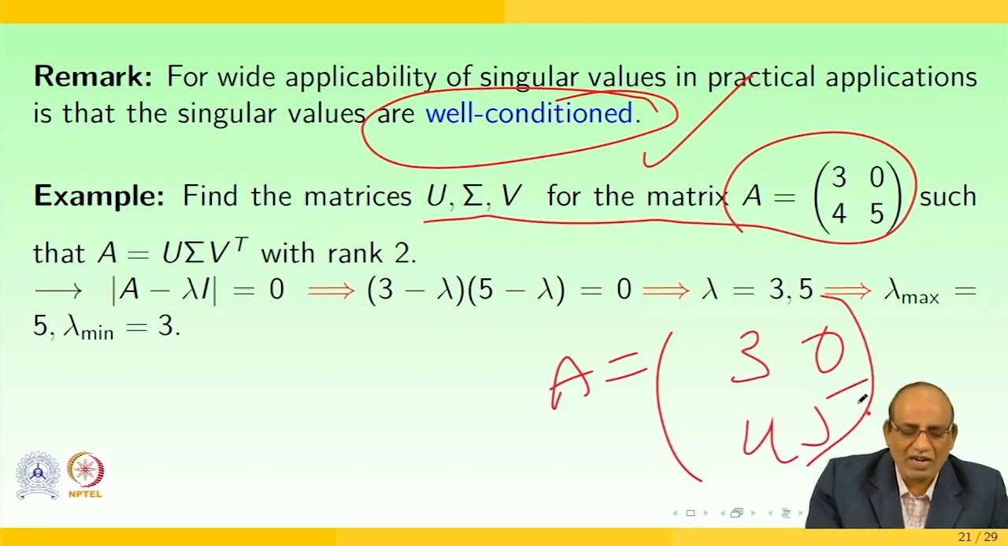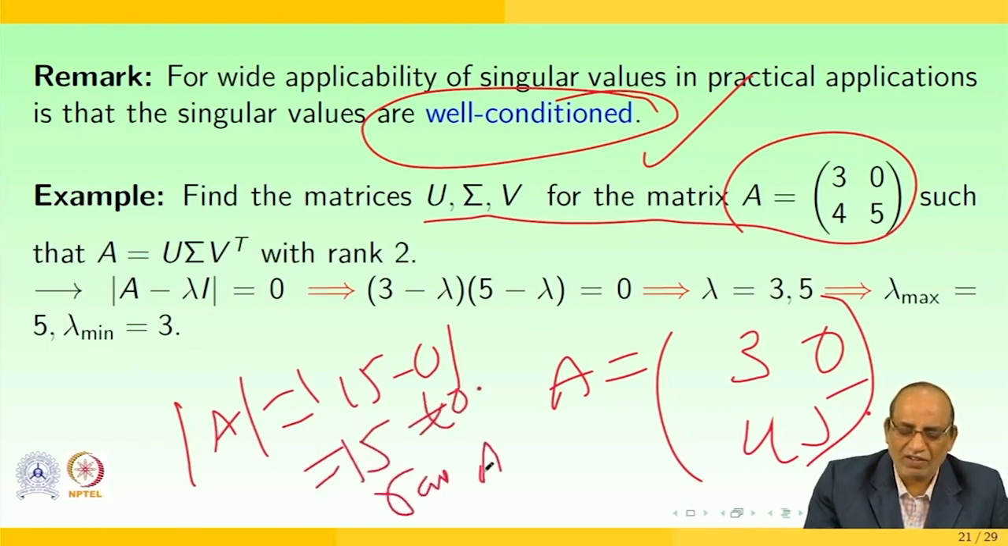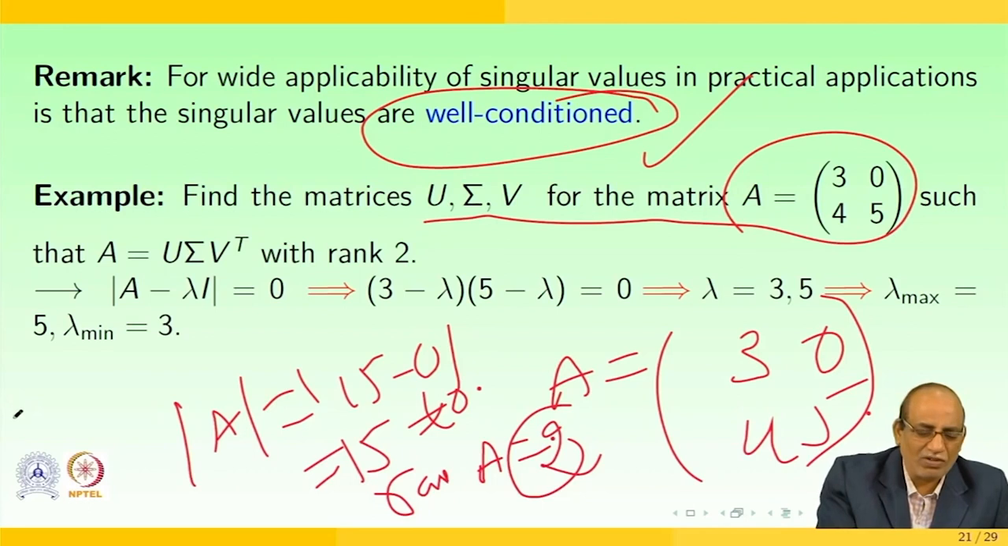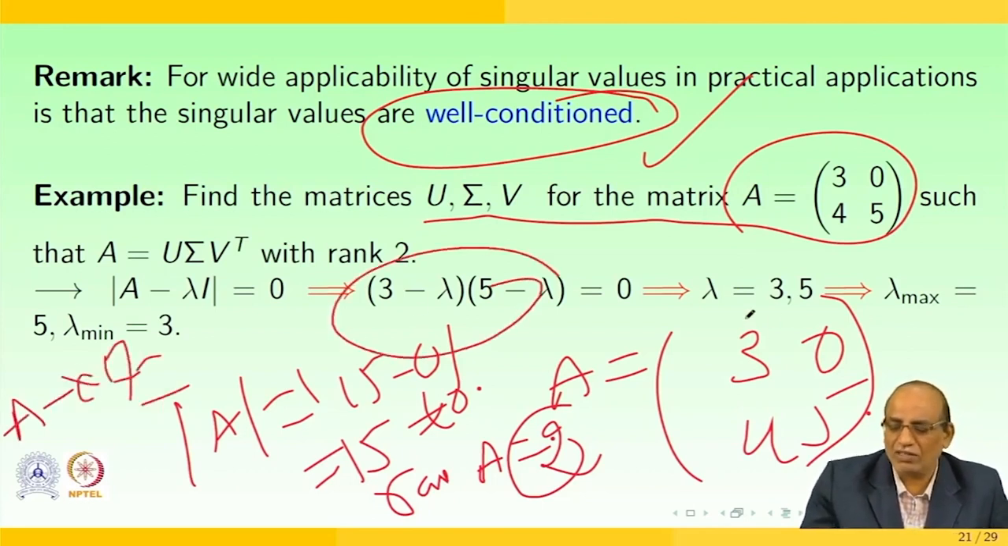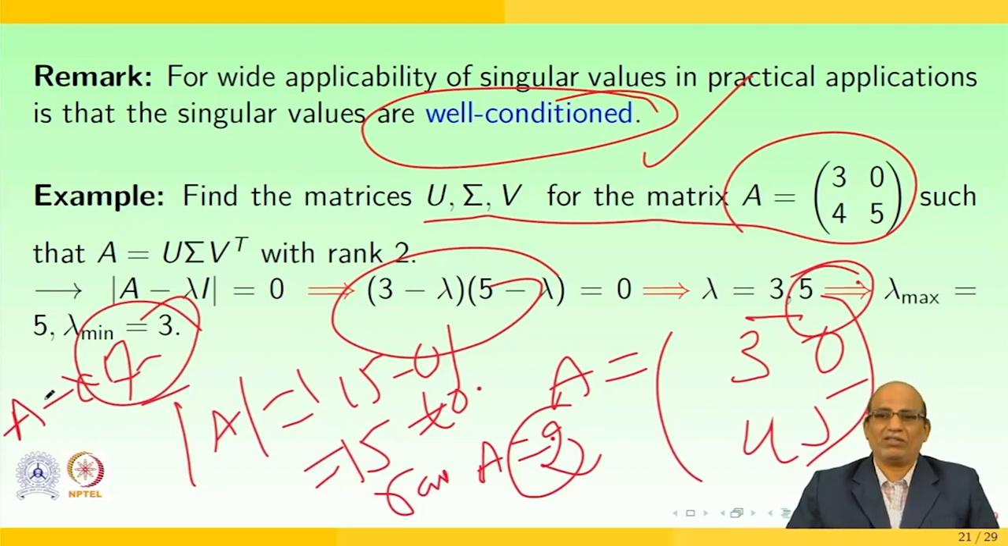What is the rank of this matrix? The determinant of A is 15 minus 0, which is equal to 15, not equal to 0. Therefore, the rank of A is obviously equal to 2. If you want to compute the eigenvalues, then A minus lambda I is equal to 0, and you get lambda equal to 3 and lambda equal to 5. Out of this, the maximum value is 5 and the minimum value is 3 for this matrix.